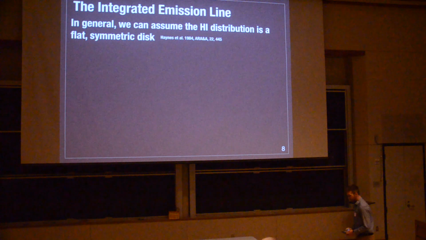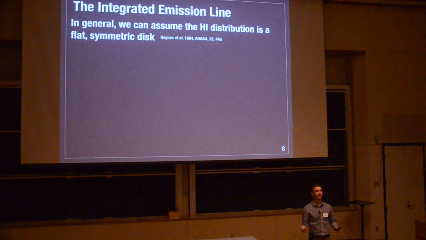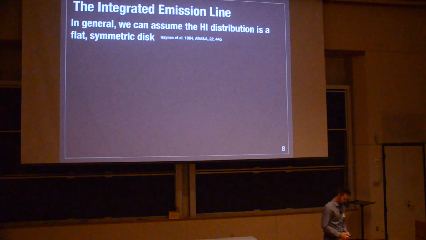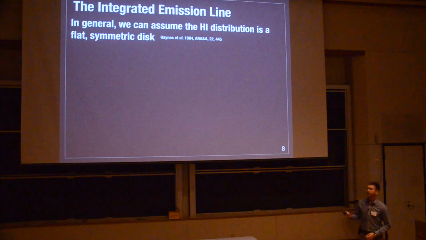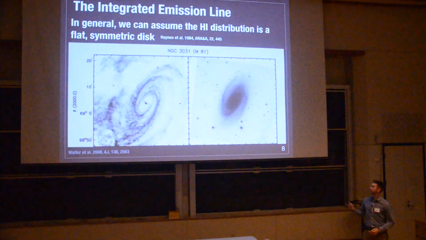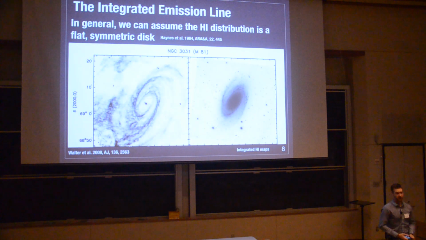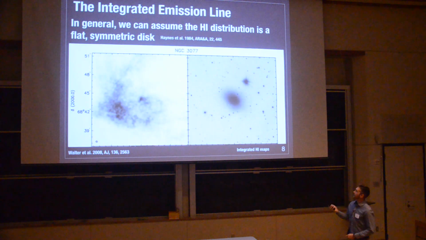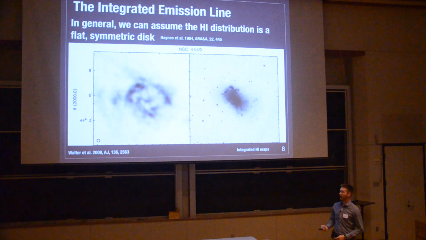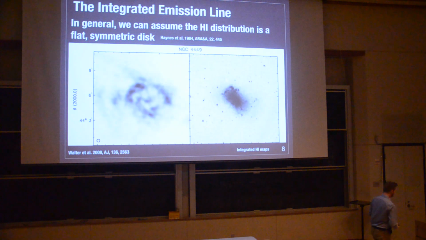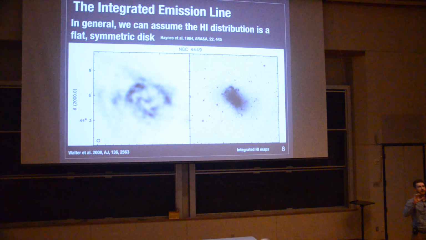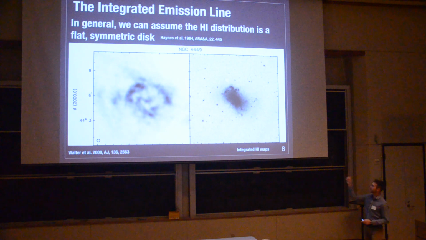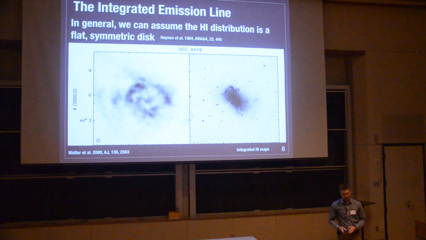So I've been telling you that in general we can assume that the H1 distribution is flat and symmetric. But of course, if we look at real-life integrated H1 maps, it's not symmetric or even. It's not symmetric. It's really, really not. These are integrated H1 maps from the H1 Nearby Galaxy Survey, or THINGS. On the left and on the right is their optical counterparts.